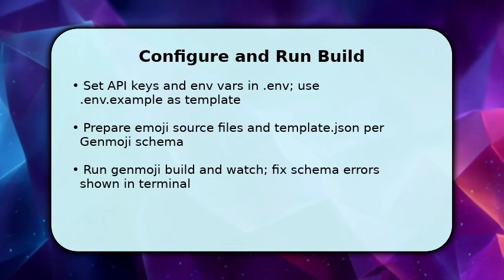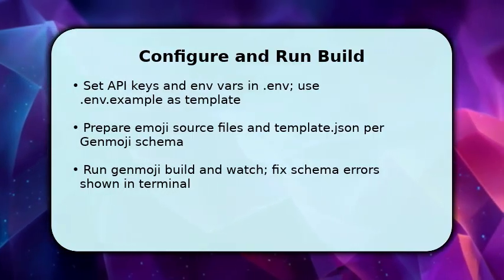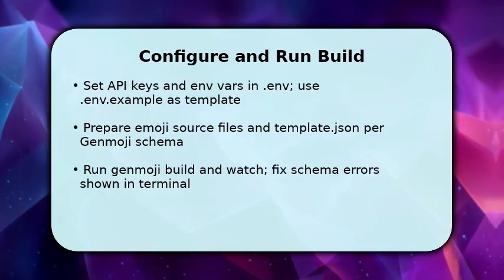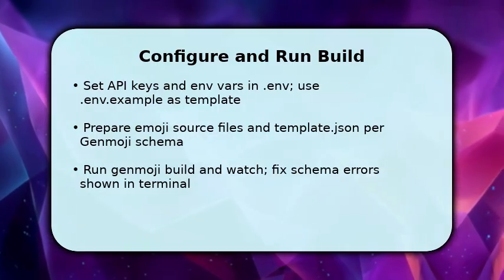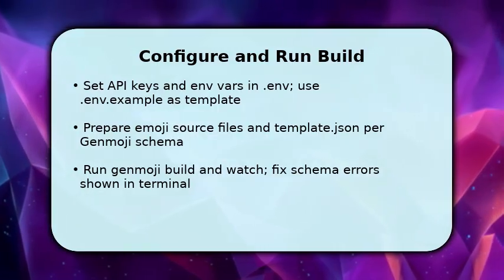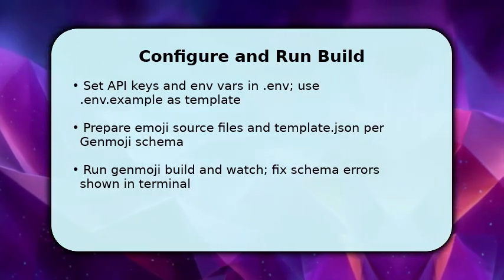Now configure Genmoji. Add API keys and environment variables to your .env file, copying values from your service or CLI token. Then prepare your emoji source assets and a template JSON that maps names, sizes, and variants. Genmoji reads that schema to output files.